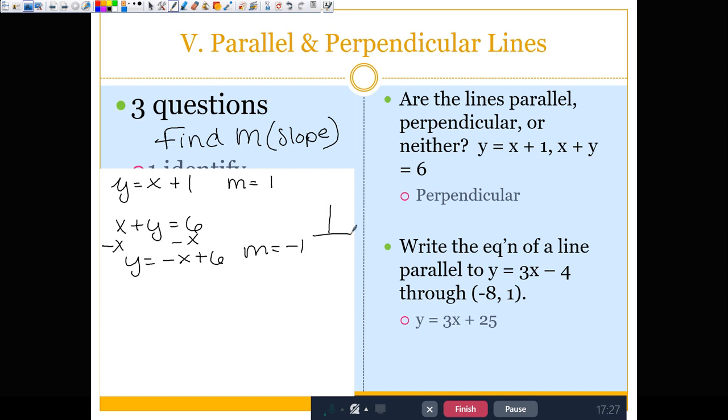This one's asking us to write an equation of a line that is parallel to y equals 3x minus 4 through the point negative 8, 1. So again, I need to find my slope. In parallel, the slopes are the same. So my slope in this equation is 3. And I'm given the point negative 8, 1. You are not using this b.